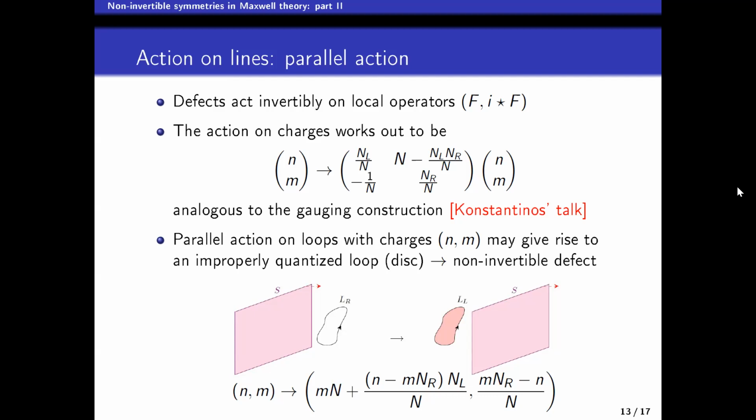And what happens in general, for generic values of these rational numbers, is that the line becomes an improperly quantized line because the charges are not integers. So this means that in order to make sense of this line, it has to be attached to a topological surface. And the fact that a loop becomes a disk is the signature of the non-invertible nature of the defect. Right, so for the specific values where these are integers, then you get a traditional invertible action.